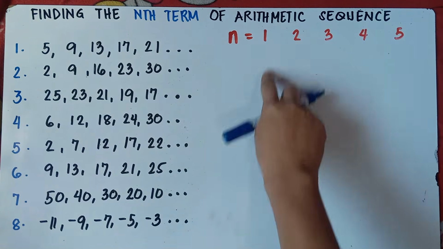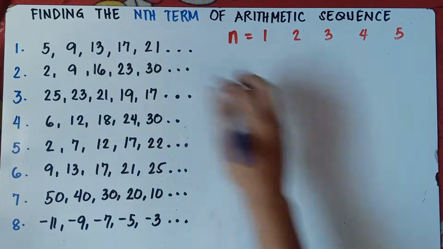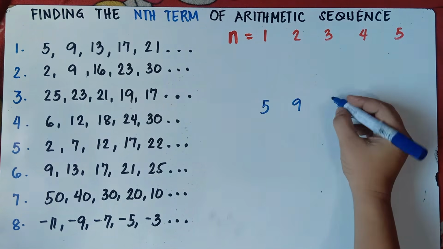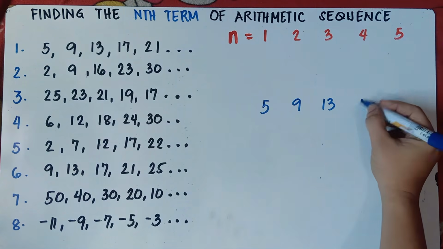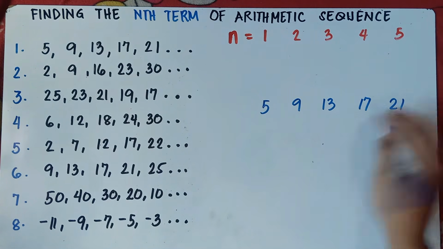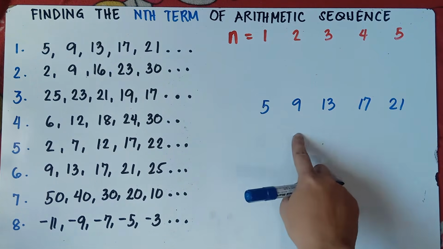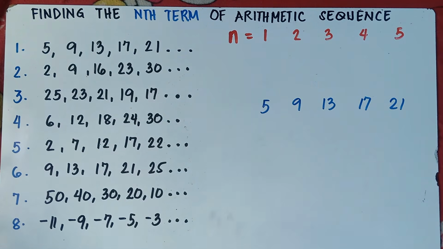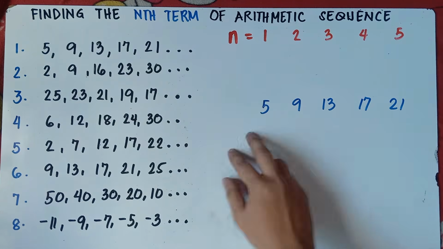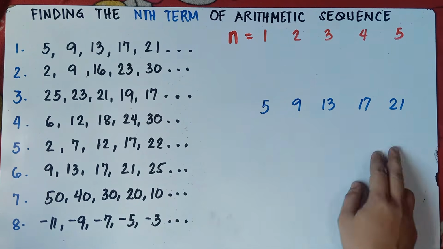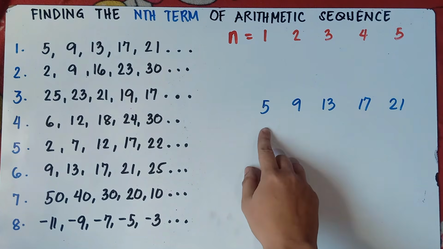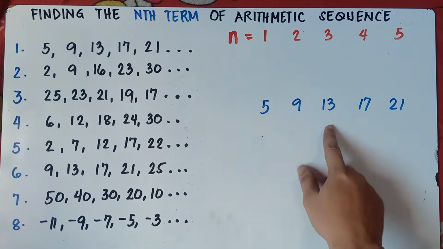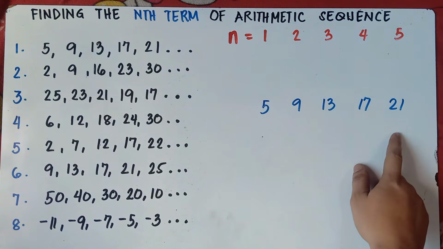For number 1, the first position is 5, the second position is 9, the third is 13, 17, and 21. Once again, 5 is the first term, 9 is the second term, 13 is the third term, and so on. Check, class, the pattern of this given sequence. What will you do to 5 so that it becomes 9, and 9 becomes 13, 13 becomes 17, and 17 becomes 21?